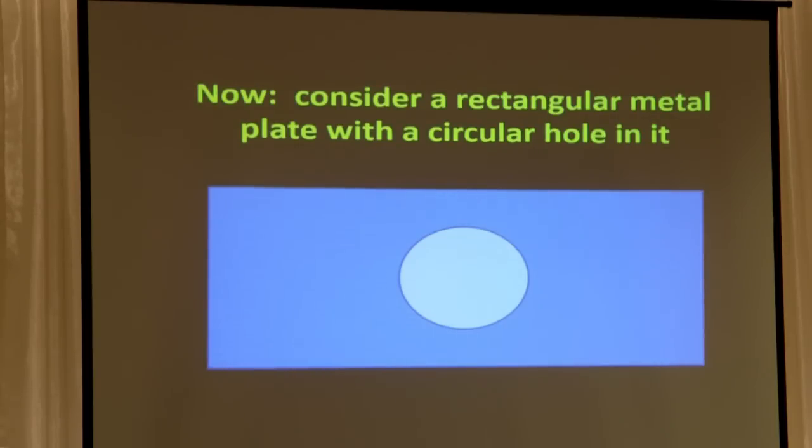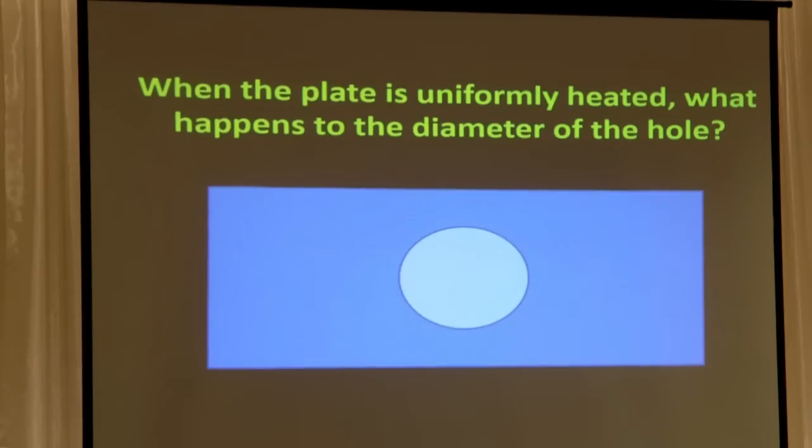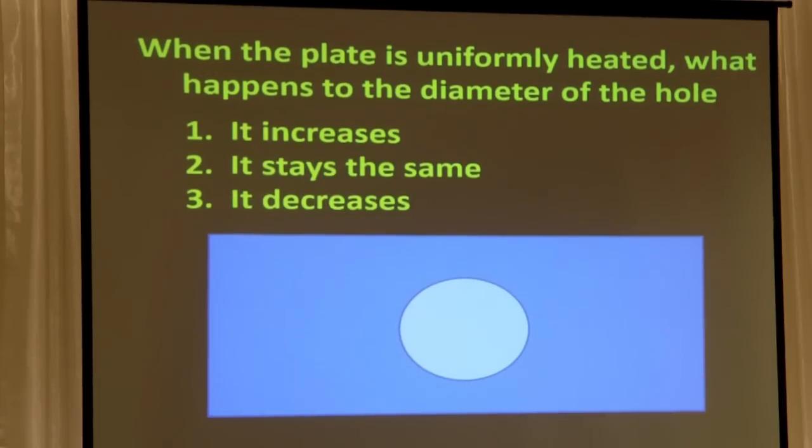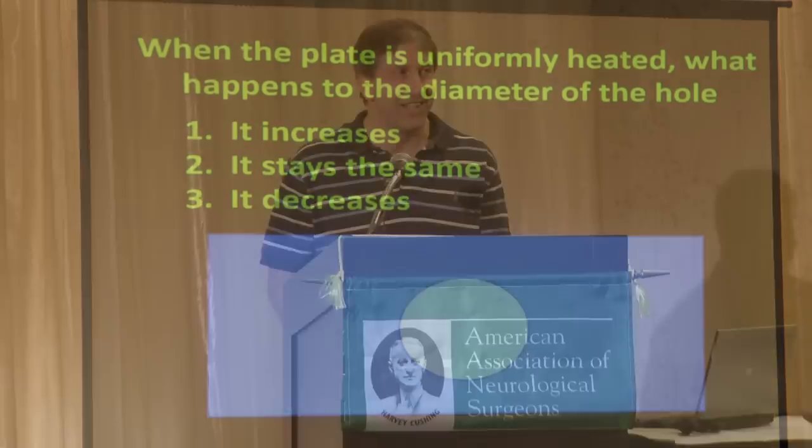So here's the test now. Here's the problem, okay? Consider a rectangular plate of metal, a flat plate, with a circular hole in it. When the plate is uniformly heated, what happens to the diameter of the circle? What do you think? Does it increase? Got to have a show of hands. Circle get bigger? Couple. Stay the same? Be bold. Another couple. Get smaller? Must be everybody else. Okay.